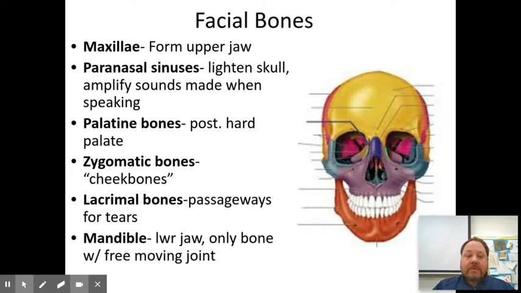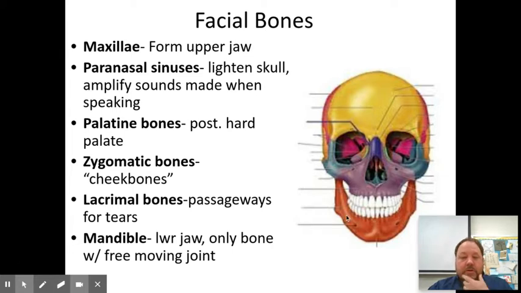Palatine bones, it's the posterior part of the hard palate. So if you stick your thumb way back in your mouth, the palatine bones help form the roof of your mouth. Here, in the greenish, grayish, bluish color, those are the zygomatic bones. Those are your cheekbones. It's real tough to see, but in green there, right on the inside of the eye socket, these are lacrimal bones. And lacrimal bones have a tiny little hole in them for your tears to pass through.